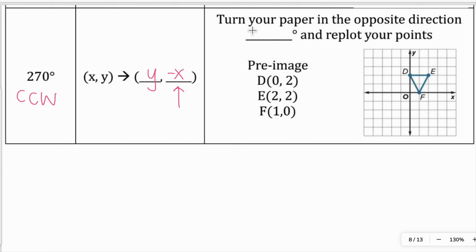The other way you can do this is turn your paper in the opposite direction, 270 degrees, so opposite would be clockwise. So that means if I start with my paper like this, here's the top, this would be 90, this would be 180, and then this would be 270, okay? Or it'd be 90 degrees counterclockwise. So if I rotate it 270, I would replot those points. So I'm going to show you what that looks like here too. So 0, 2 would be 0, 2.